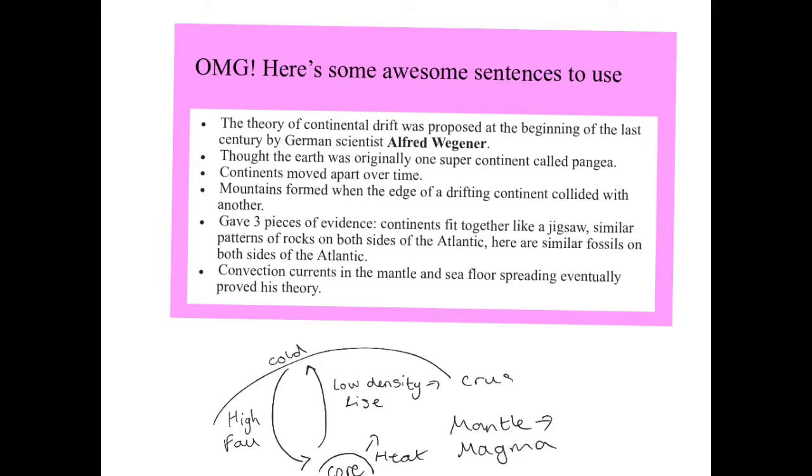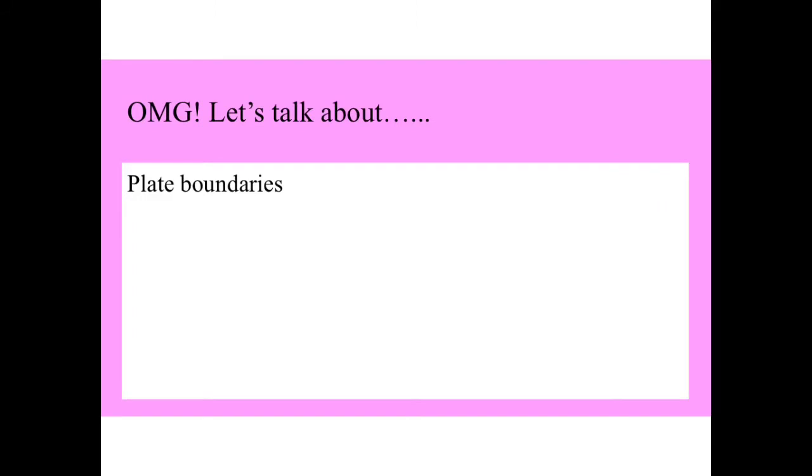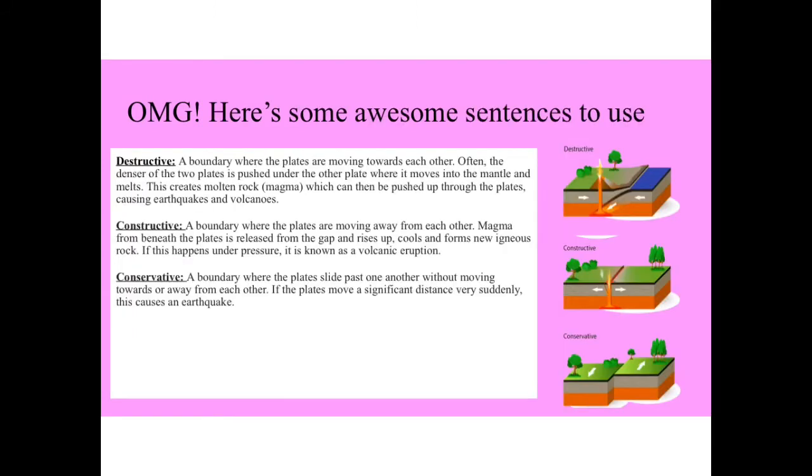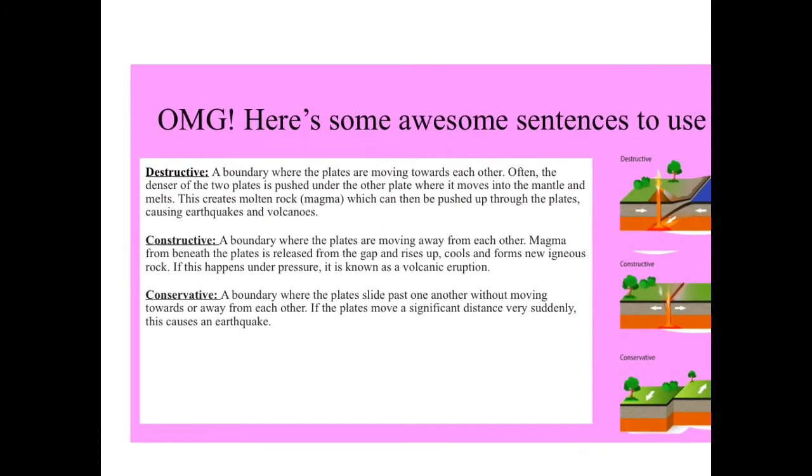There's your crust. Okay, these convection currents then cause the plates to move. So the movement of this convection current causes that plate to move. And then we've got 3 different types of plate boundaries that you need to know about. Okay, you've got destructive, where the plates move towards each other. The denser of the 2 plates, the heavier of the 2 plates, is pushed underneath, and it goes into the mantle, and the magma melts it. Okay, causing earthquakes and volcanoes.